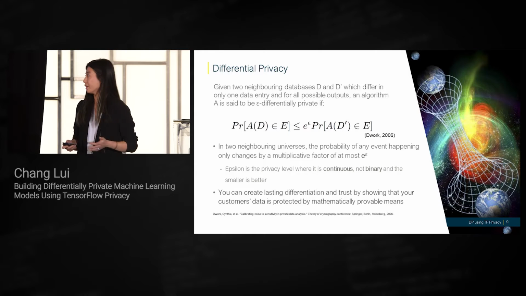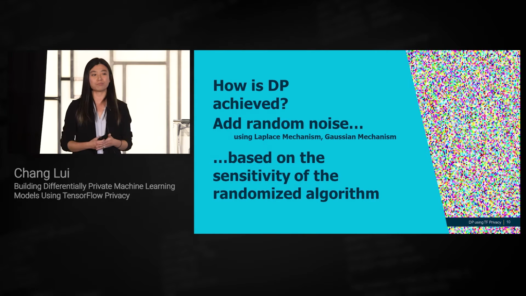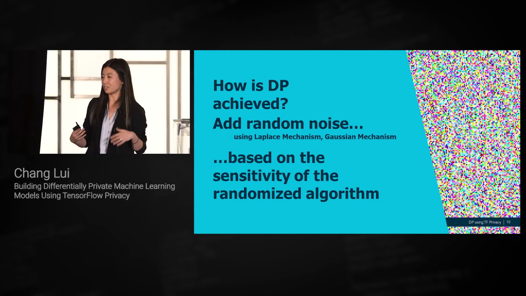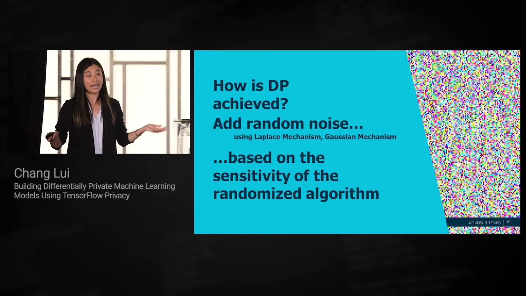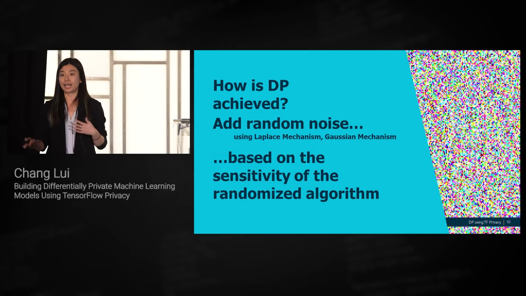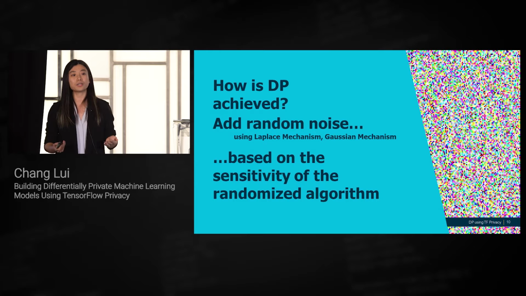All right, so how is differential privacy achieved? If you think back to the exercise that we did earlier, and this slide kind of gives it away too, we add random noise, right? This can be done through different mechanisms, such as the Laplacian mechanism or the Gaussian mechanism. And we have to do it based on the sensitivity of the algorithm that we're applying.